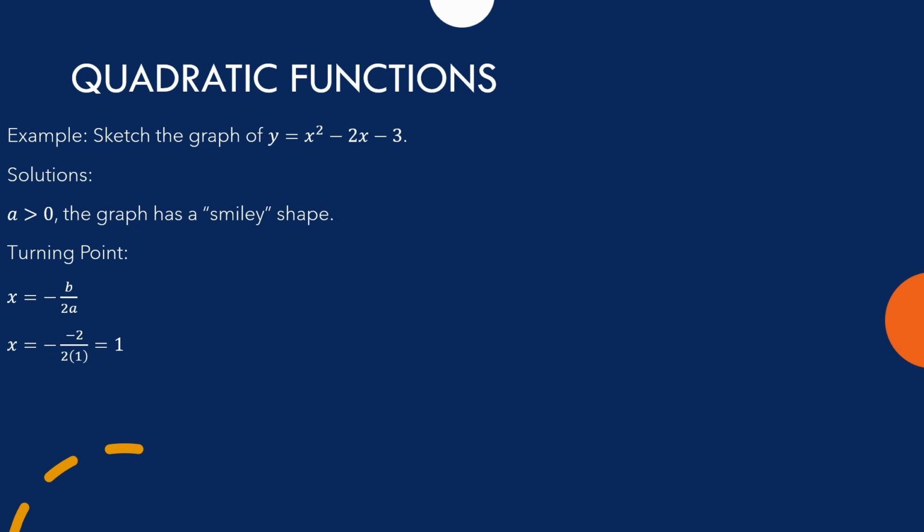And now I'm going to substitute that x value into my original function to get y equals 1² − 2 multiplied by 1 − 3, to give me a y value of −4, and hence my turning point will be defined by the following coordinate: (1, −4). Now I'm going to find my y-intercept by letting x equal 0, and doing that I will have y equals 0² − 2 multiplied by 0 − 3, to give me a coordinate of (0, −3).